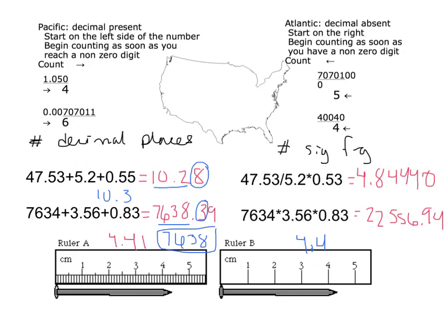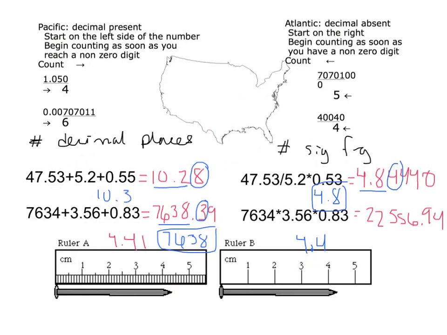Now for multiplication and division, instead of looking at decimal places, we're looking at significant figures. So this number has 4 significant figures, this number has 2, and this number also has 2. So our answer can only have 2 significant digits. If our answer has 2 significant digits, we're going to keep these 2 digits, refer to the next digit for rounding, so our rounded answer is actually just 4.8.